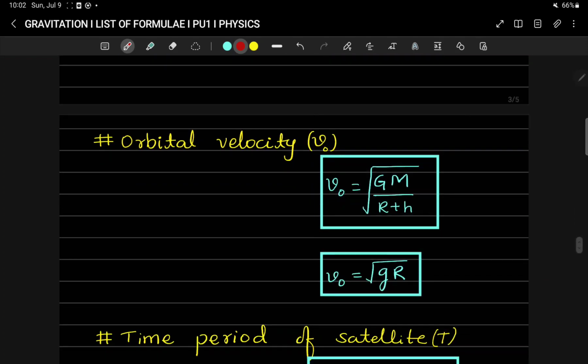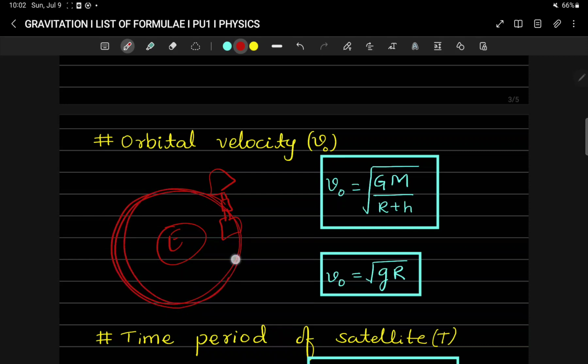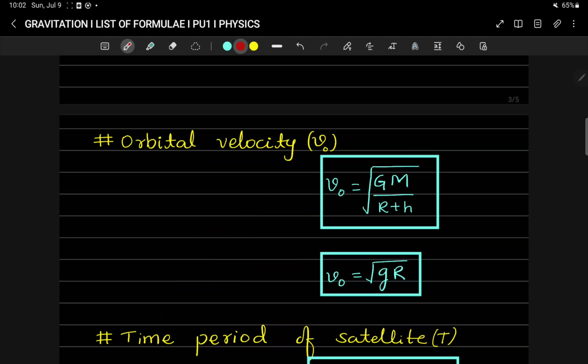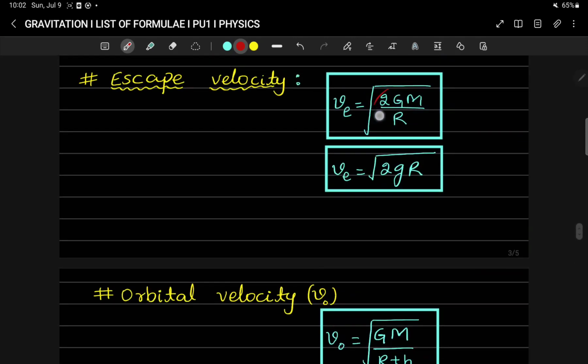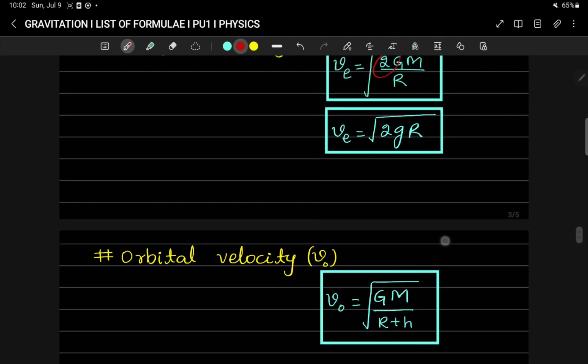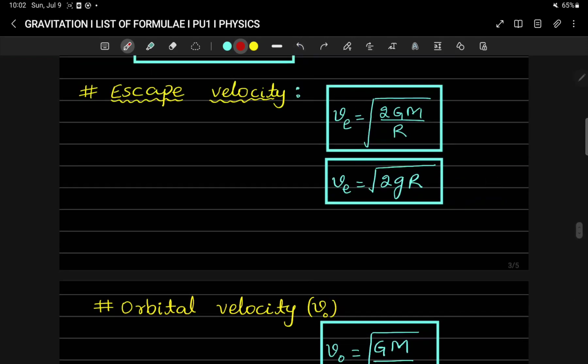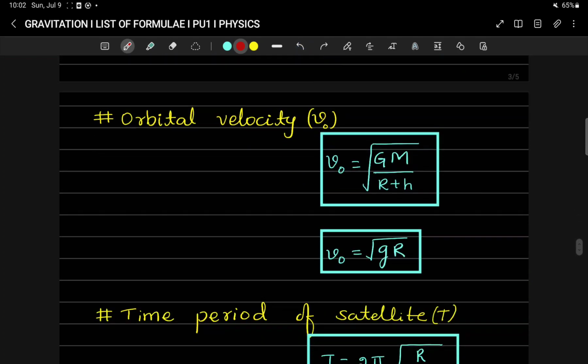In the same manner, we have orbital velocity. Now this is the earth, and a satellite is revolving around the earth in space. It will be revolving around the earth in its orbit with a velocity that is given by the orbital velocity. The formula for this is the square root of GM by R, or (R plus h). Here we have 2, here we don't have 2, that's it, the remaining things are the same. So here 2GM by R is there, here just GM by R is there.